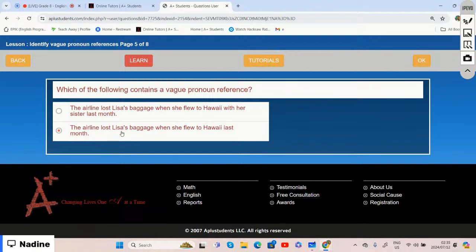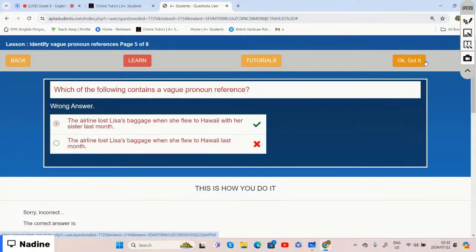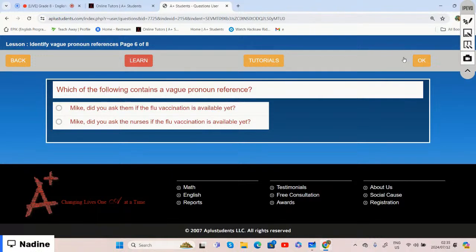And it says the airline lost Lisa's baggage when she flew to Hawaii last month. Doesn't say with who, so it's not being specific. Oh, so it's actually the first option. I apologize. So it's actually the first option, not the second one. All right. Let us go to the next one.